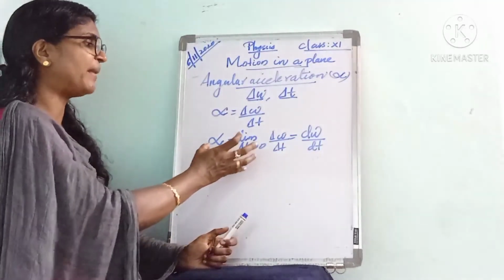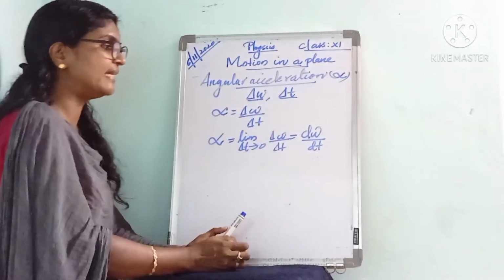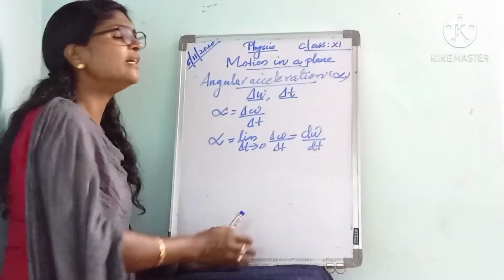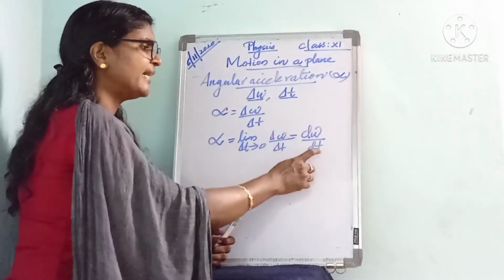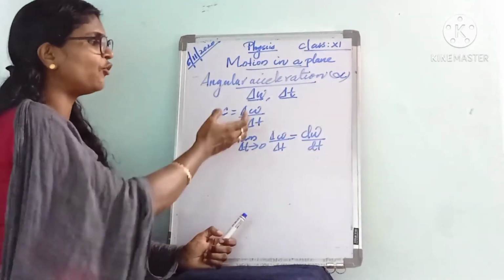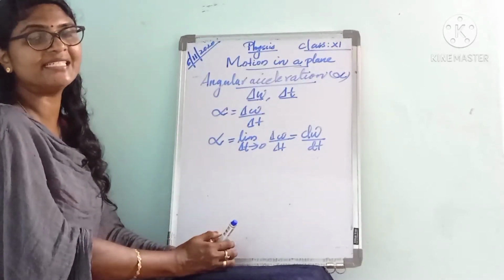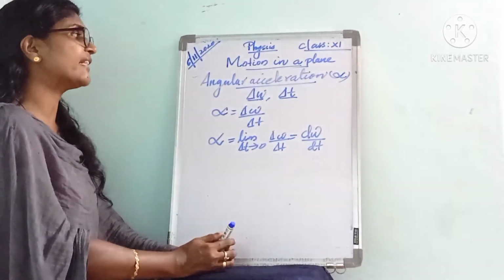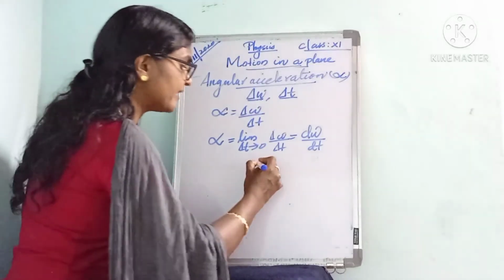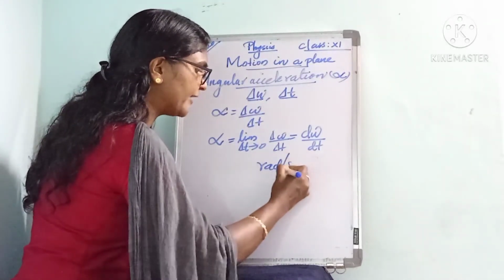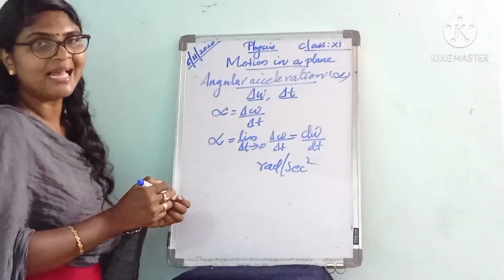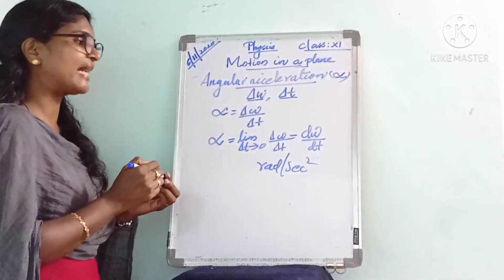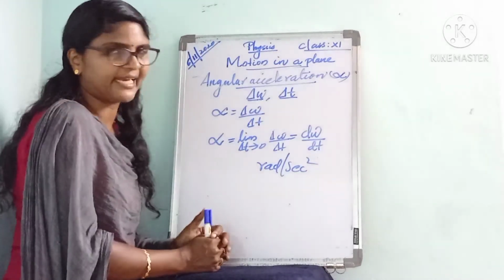When we apply limits to delta omega by delta t, that is equal to d omega by dt. So angular acceleration can be written either as d omega by dt or as delta omega by delta t. The unit of angular acceleration is radian per second square.